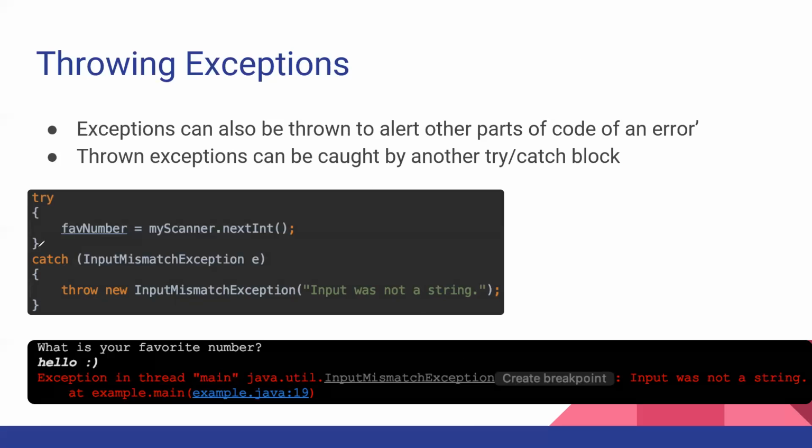Or we threw in here. We tried, we caught, we threw. So throw creates an exception. Catch tries to catch whatever failed inside of try. Like try, you try and do something. Catch, if there's an exception, it'll catch it, or it'll do whatever's in catch. And throw new exception gives an exception.